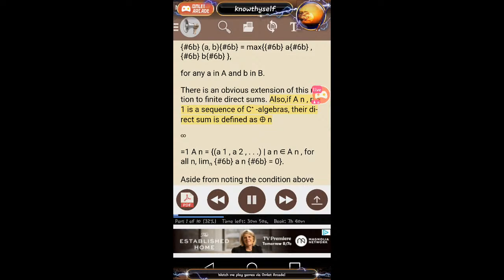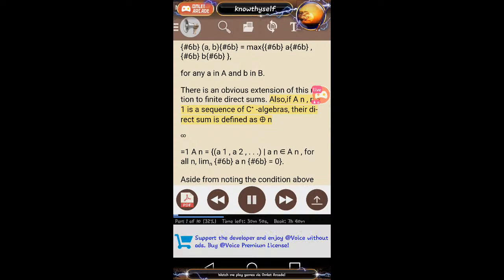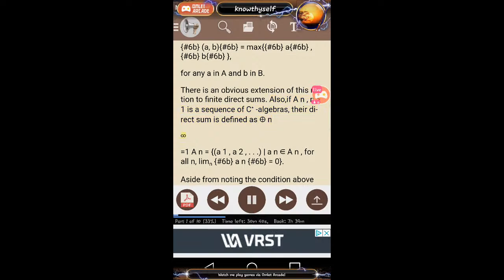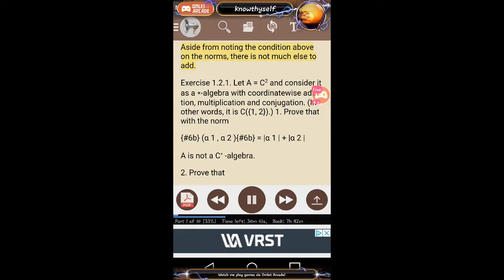Also, if A_n, n greater than or equal to 1, is a sequence of C*-algebras, their direct sum is defined as the sum over n = 1 to infinity of A_n, equal to the set of (a_1, a_2, ...), with a_n an element of A_n for all n, such that the limit of ||a_n|| equals 0. Aside from noting the condition above on the norms, there is not much else to add.